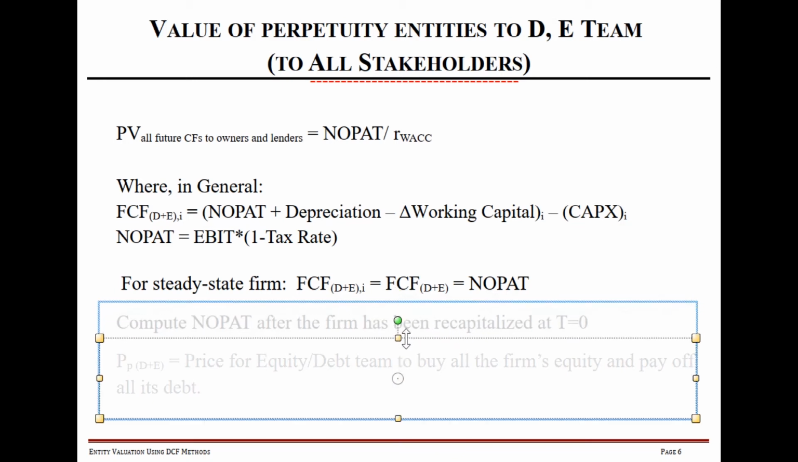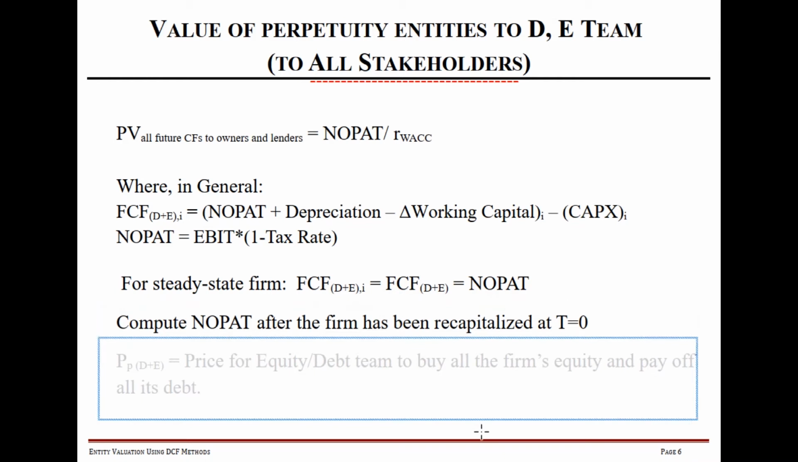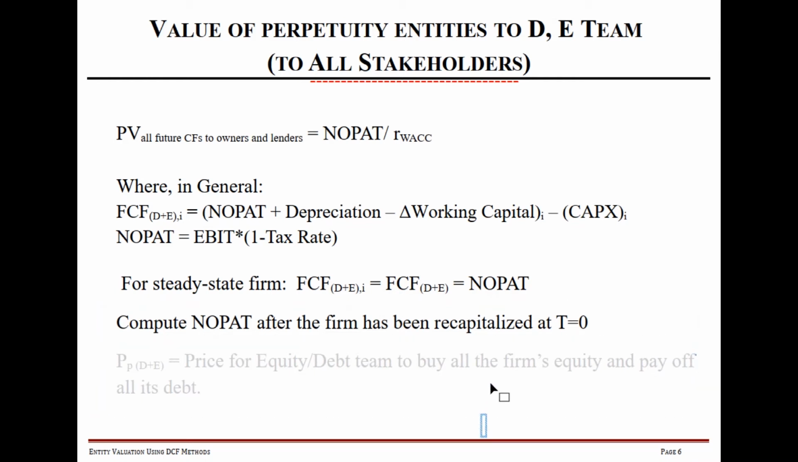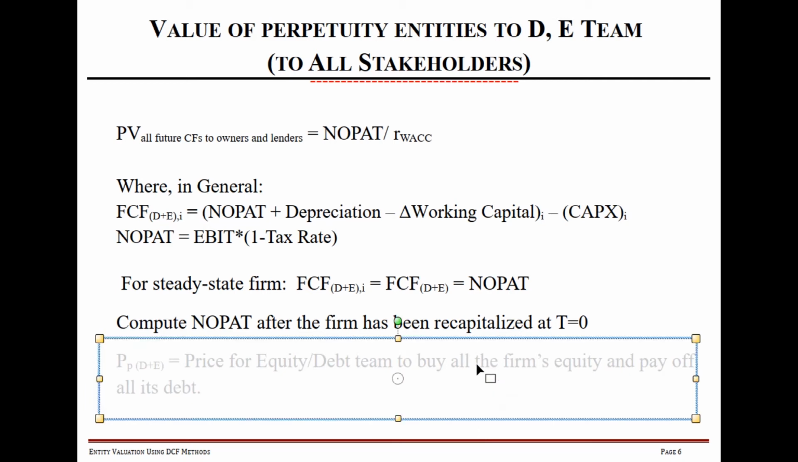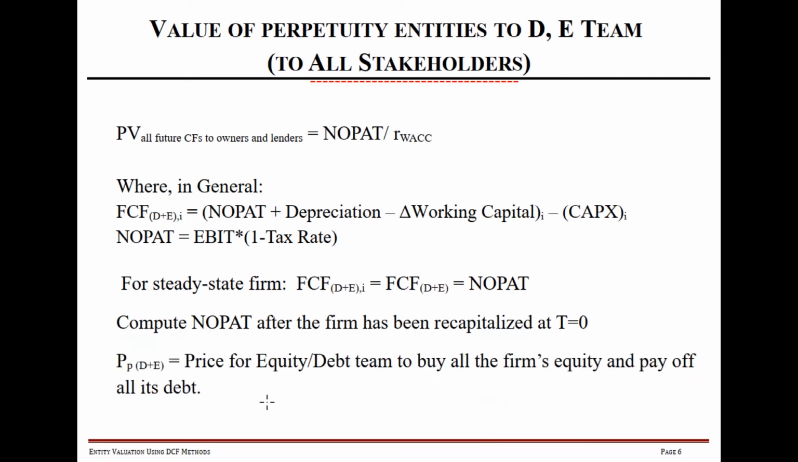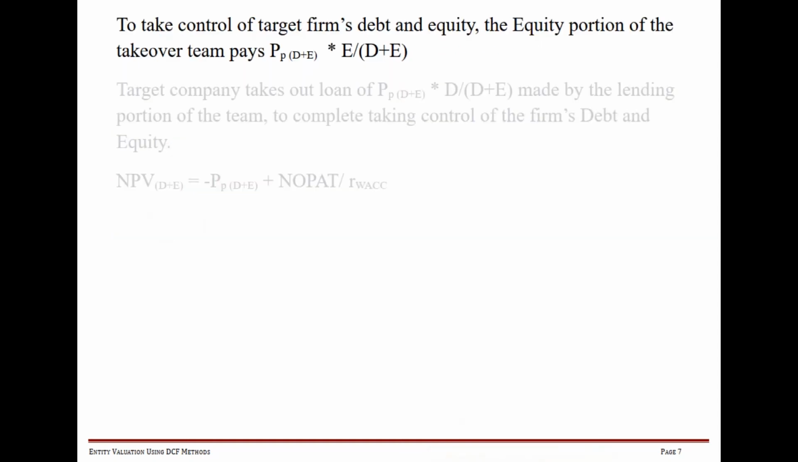And just as was the case with net income, we want to compute our NOPAT in the entity's recapitalized state, the way that we're going to recapitalize it. And in this case, the amount of cash that has to be coughed up to take control of the firm for the whole team is called P sub P, D plus E, and that's the price that the team has to come up with to buy all the firm's equity and pay off all its debt. Remember that control put, that termination of control put that we talked about.